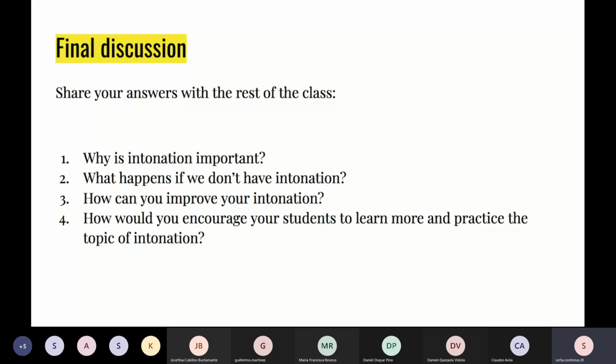Imagine you're teaching intonation, what I'm doing now. How would you encourage your students to learn and practice? I think a good way to improve intonation in Spanish and in English too is by theater, like doing some kind of play, because when you are acting, you have to in some way make everything more dramatic and use a lot of intonation.